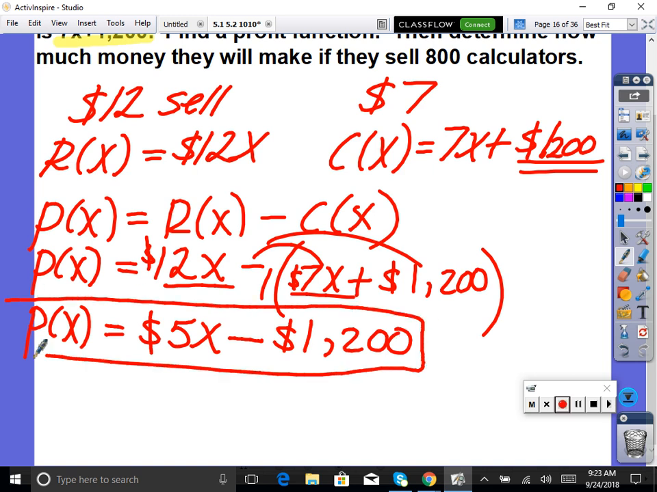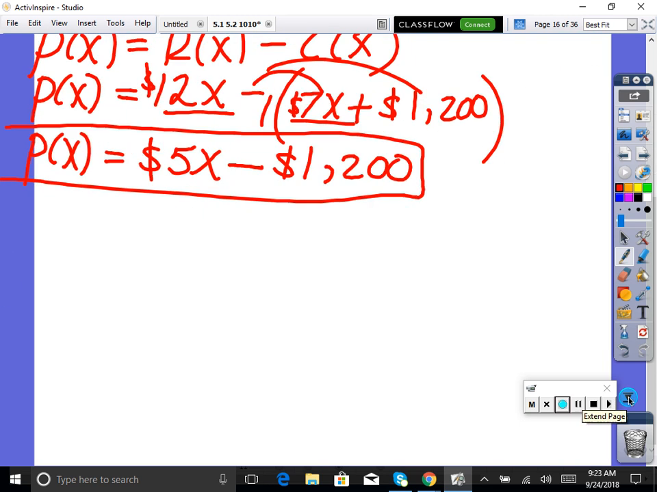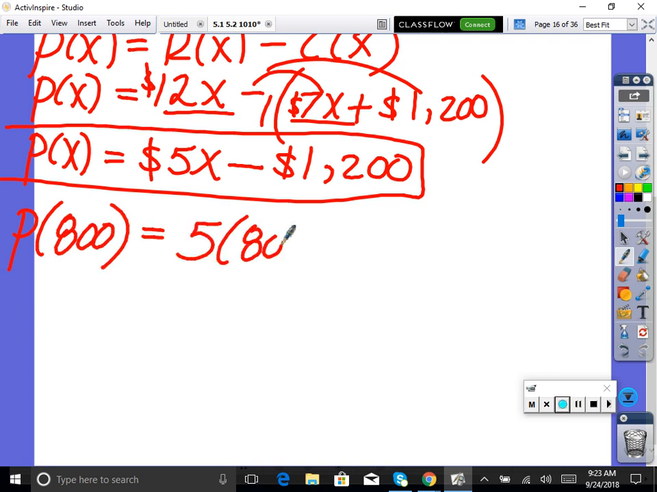So now I can use that. So let's say in this month I sell 800 calculators or 800 cookies. So profit if we sell 800 calculators. So you do 5 times 800 minus 1,200. Ready, go. How much money would I make in this month if I sold 800?